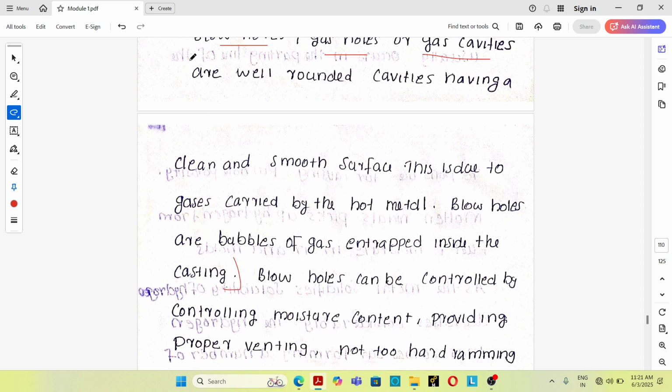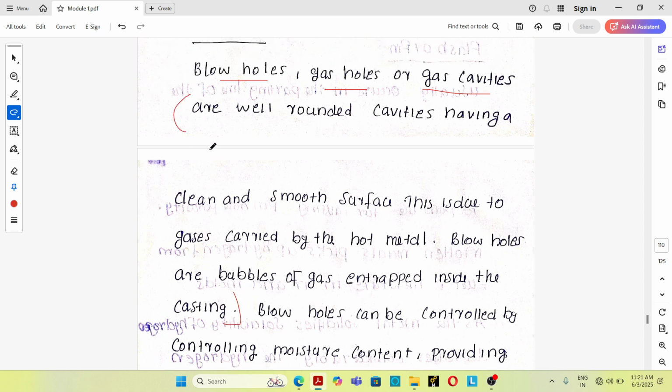So what is the reason for blowholes? Blowhole is an internal defect. Blowholes usually occur inside the casting. They are also known as gas holes or gas cavities.